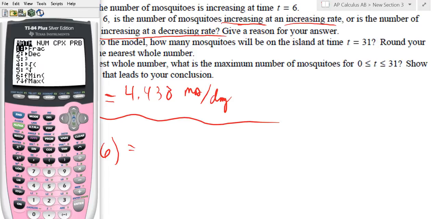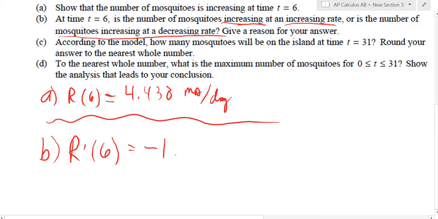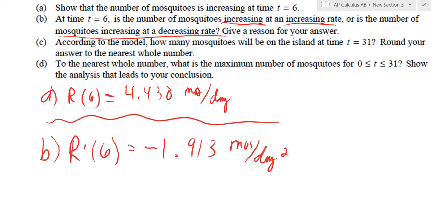And we can show you how to do that on a calculator too, right? That's math 8. And you put your function in that you want to derive. If you got the newer stuff, this is a little bit easier, but comma x, comma 6. There you go. And you get negative 1.913. And that's in mosquitoes per day squared. Okay? So those are two pretty straightforward questions. That's how you're going to find a lot of these free response questions are. First couple parts, not too bad.